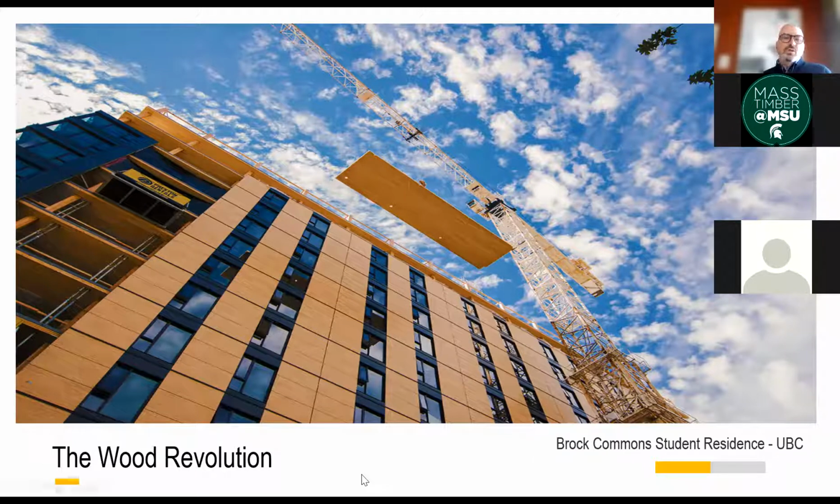The building is constructed on a concrete podium, on top of which sit the glulam columns that you see on the left-hand side. And then on top of the glulam columns sit these massive wooden panels that are called CLT, or cross-laminated timber panels. So it's really just a series of glulam columns and CLT panels.